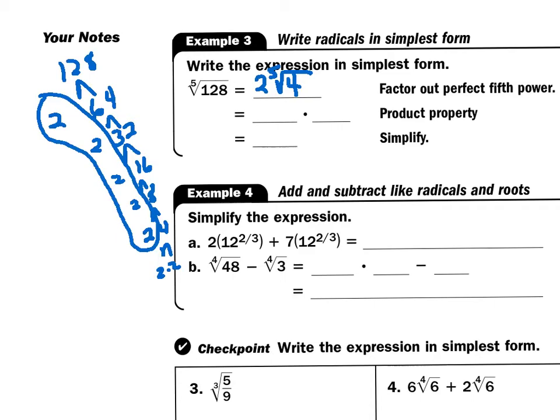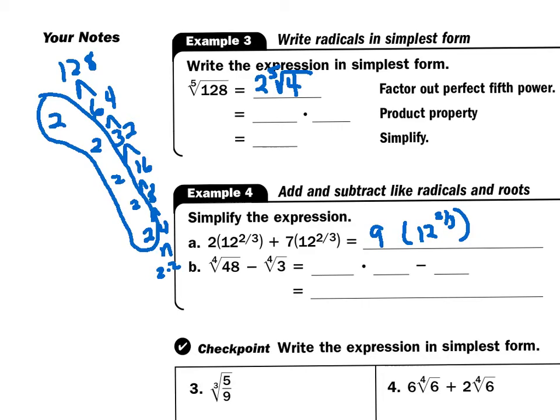Now, example 4. Simplify the expression. Okay. We have 2 times 12 to the 2/3 plus 7 times 12 to the 2/3. These are like radicals, so I can go ahead and add the 2 plus 7 together to get me 9, and then leave the 12 to the 2/3. And is there anything that we can do with that? Do we have any groups of 3 in 12? No, because 12 is 2 times 2 times 3. So that's as simplified as I can go.